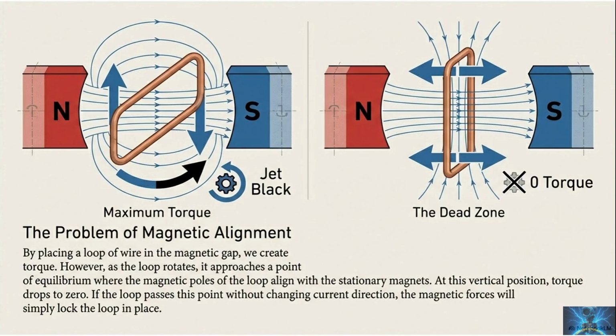If you only had a simple loop of wire in a magnetic field, you'd get torque. But not all the way around. As the loop rotates, it approaches a dead zone where torque drops towards zero because the loop aligns with the field. Without intervention, the motor would stall at that equilibrium point. So the motor needs a way to keep torque in the same rotational direction as it spins. This is where commutation comes in.